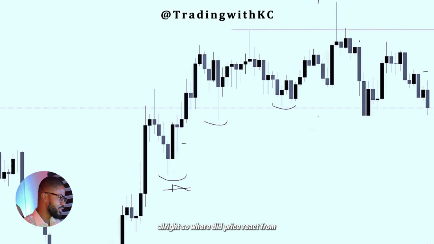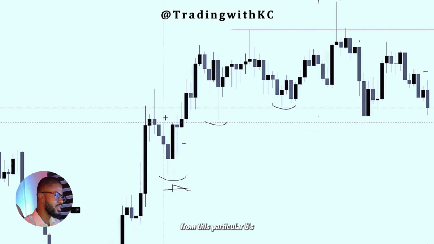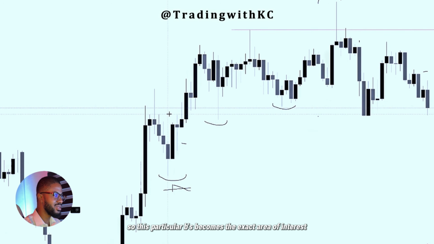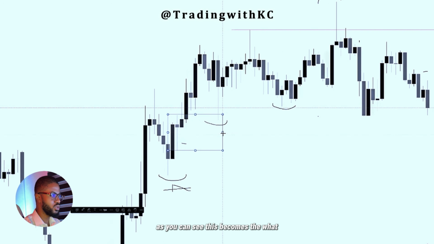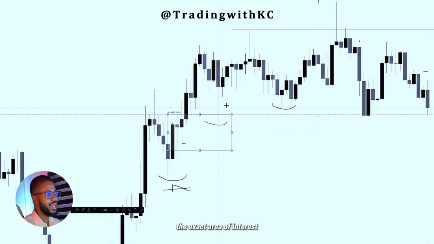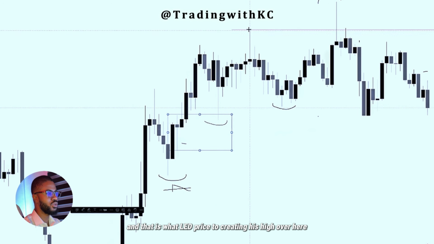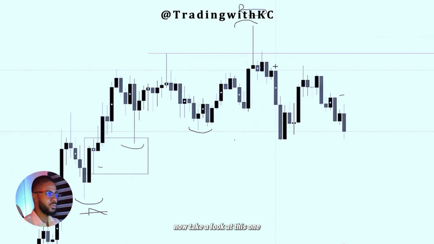Right, so where the price reacts from this particular base, this base becomes the exact area of interest. As you can see, this becomes the exact area of interest, and that is what led price to creating this high over here.